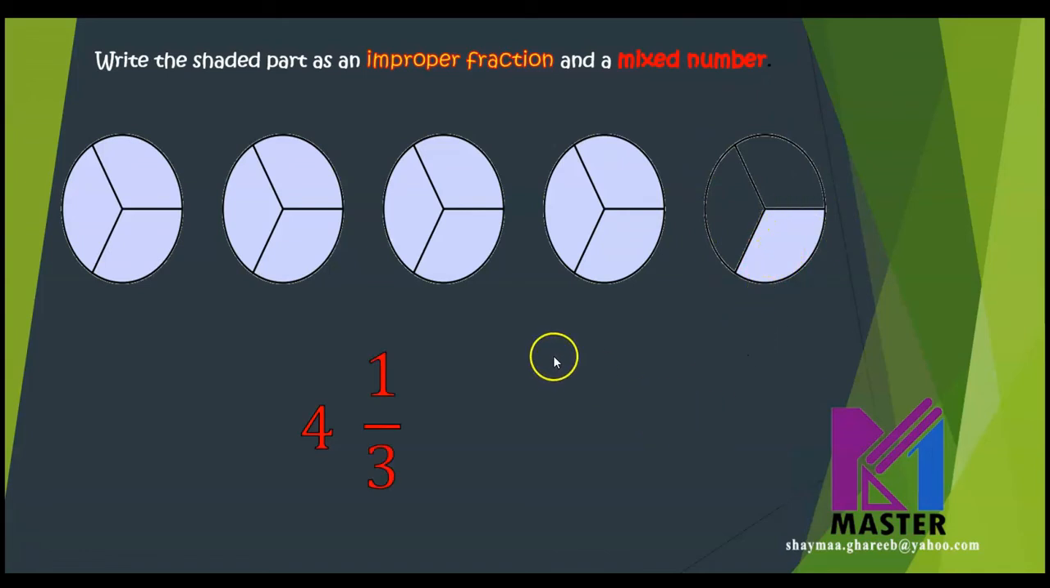Is this clear? And how do we write it as an improper fraction? I'm going to count the small parts. Each small part here equals 1/3, or 1 over 3. So I will count the small parts: 1/3, 2/3, 3/3, 4/3, 5, 6, 7, 8, 9, 10, 11/3, 12/3, and 13/3. So the improper fraction will be 13/3, which is 13 over 3. Is this clear?